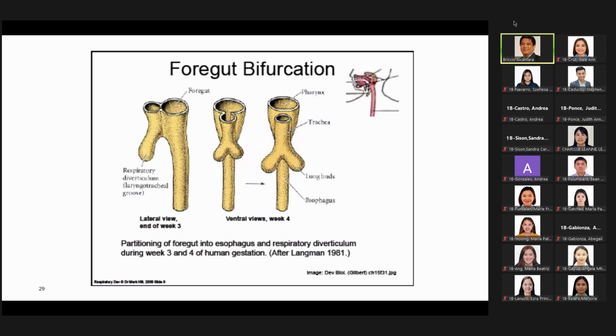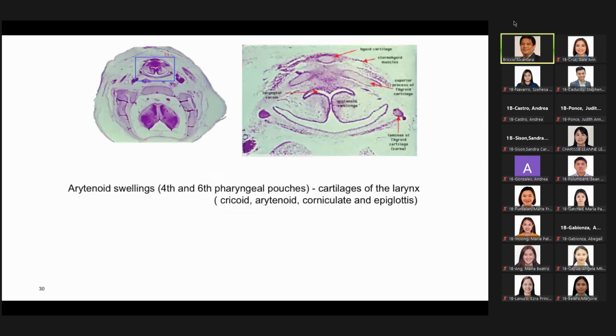Now, foregut bifurcation here, you're going to have your tracheoesophageal septum, which will partition the esophagus and your respiratory diverticulum at 3 to 4th week of your gestational age, class. Arytenoid swellings. The arytenoid swellings will come from your 4th to 6th pharyngeal pouches. So here, enlarge it there. You can see your laryngeal cecum here. Then you have your arytenoid swellings, class. And then you have your cricoid, arytenoid, corniculate, and epiglottis forming from the 4th and 6th pharyngeal pouches.